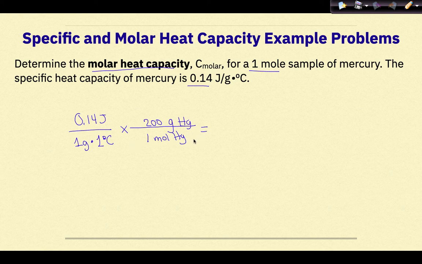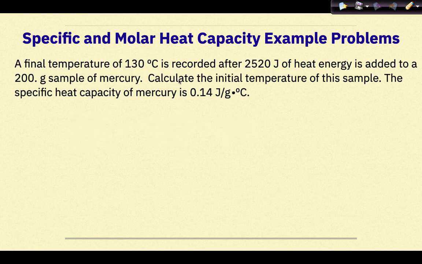So by doing this, I can now look and cancel units. So 1 gram is canceling my grams. And if I work out the calculations, I will have moles on the bottom, which is what I want. So if I multiply together 0.14 times 200, I will get 28 joules per 1 mole degree Celsius. So that's how you convert from specific heat capacity in 1 gram to molar heat capacity. Let's do one more example.